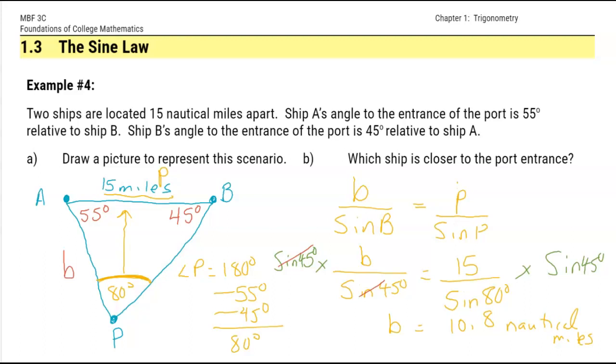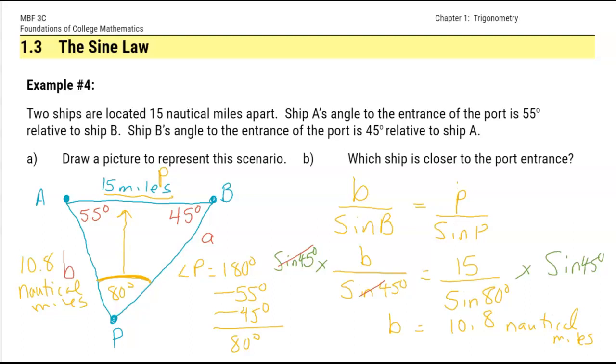Okay, so now that we've found side B, I'm going to write that in for us because we found it. We found that side B is 10.8 nautical miles. The only thing left to do is for us to solve for side little a, right? So we're going to solve for side little a, and that will help us to figure out how far apart our ships are from the port and then see which one is furthest away.